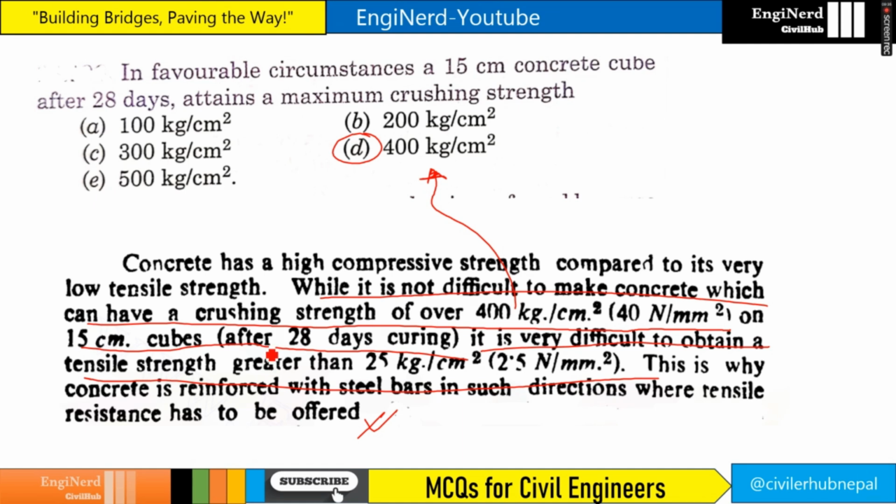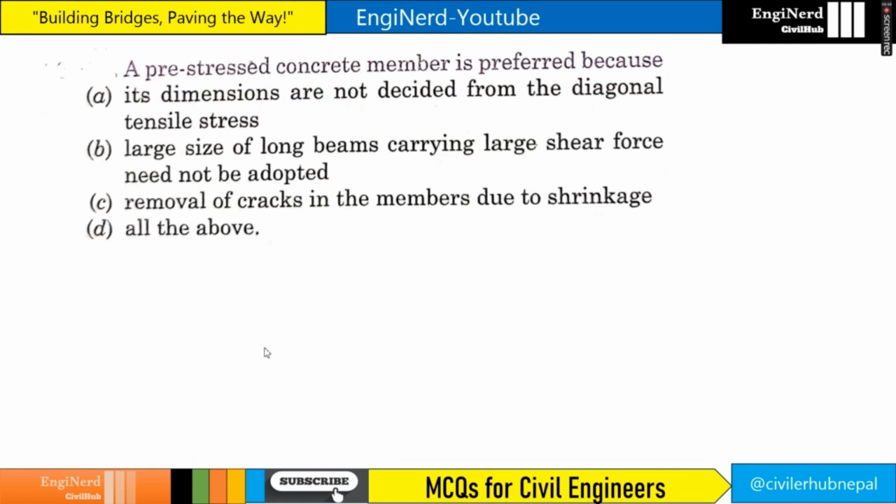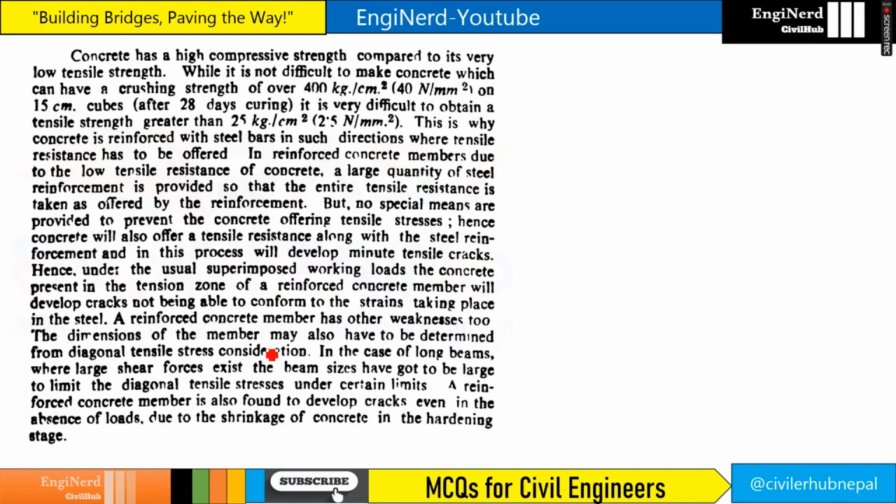Next question. A prestressed concrete member is preferred because its dimensions are not decided from the diagonal tensile stresses, a large size of long beams carrying large shear force need not be adopted, and removal of cracks in the members due to shrinkage. The option D is all of the above. Let's see here.